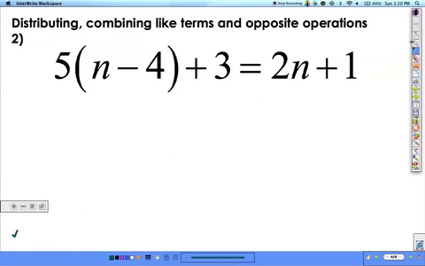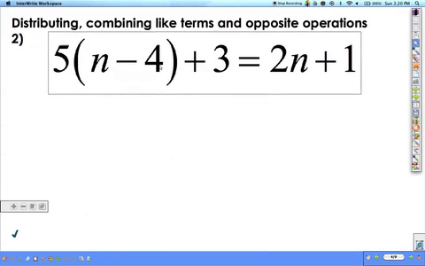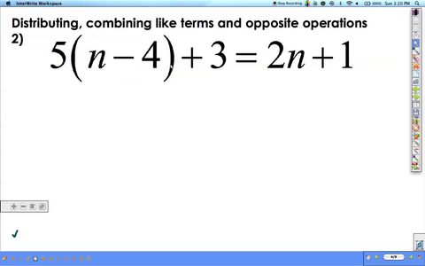Okay, so another example. You notice that now we have 5 times the quantity n minus 4 plus 3, so we have a little bit more going on. And it's really not any more difficult. I do just want to simplify this whole thing first, each side individually, if it needs to be done. So we'll look at the left-hand side, and I have 5 times the quantity n minus 4. So of course I want to distribute that.